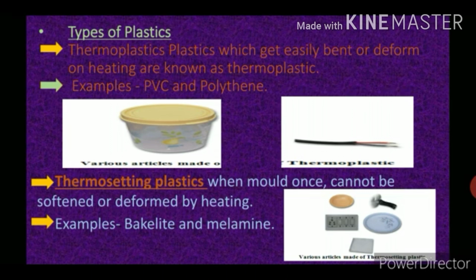Bakelite is a poor conductor of heat and electricity. It is used for making electrical switches, handles of various utensils, etc. Melamine is a versatile material. It resists fire and can tolerate heat better than other plastics. It is used for making kitchenware and fabrics which resist fire.